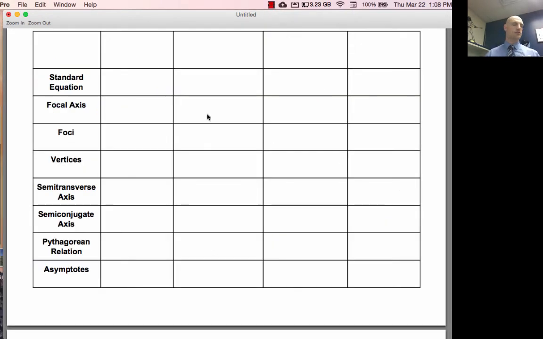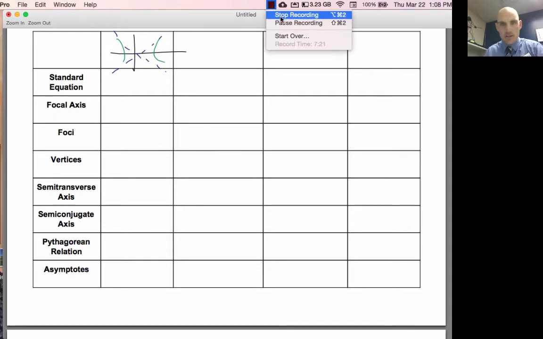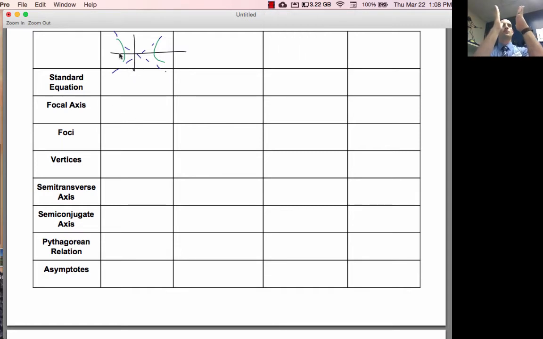Let's go through some of the traits of these hyperbolas by sketching a graph first. So when we've got a hyperbola, it could look like this. And so I'm going to go ahead and draw in my asymptotes right away. And the standard equation for a hyperbola that opens like this, with two portions of the graph that cross the x-axis, is going to start with an x. So it's going to be x squared over a squared minus y squared over b squared equals 1.